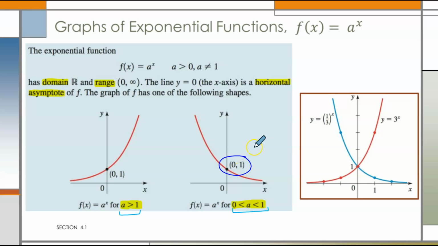What else did we learn? We learned that the domain, no matter what, is a given. Domain is all real numbers, but we have to be careful with the range. If there's a transformation like up, down, or reflecting, say, on the x-axis, the range is going to change. So the range depends on the function that you're working with. y = 0, or the x-axis, is your horizontal asymptote. And those were the basic graphs that we started to look at.